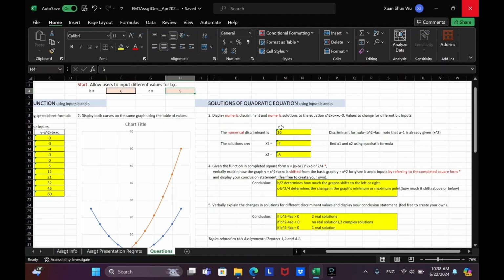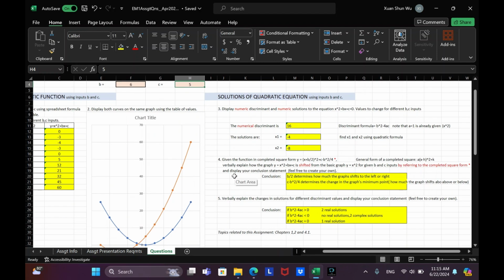For the next question here, I'm asked to find the numerical discriminant for the equation right here. I need to apply the discriminant formula, which is b squared minus 4ac. Then I'm able to come up with this answer since I already know the values for a, b, and c. For x1 and x2, I need to apply the quadratic formula, negative b plus minus square root of b squared minus 4ac over 2a, and I can find my x1 and x2. Now, my numerical discriminant is positive, that's why I have two answers.